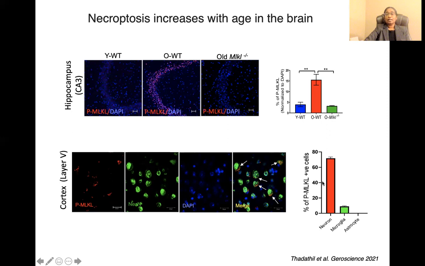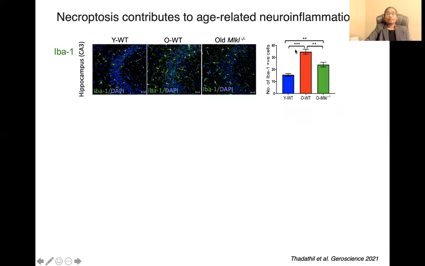We quantified this for other cell types such as microglia and astrocytes and found that in the cortex, nearly 70% of phospho-MLKL is expressed by neurons, less than 10% by microglia, and there was no expression of phospho-MLKL by astrocytes. So here again, we ask the question: is necroptosis contributing to inflammation in the brain, which is known as neuroinflammation?